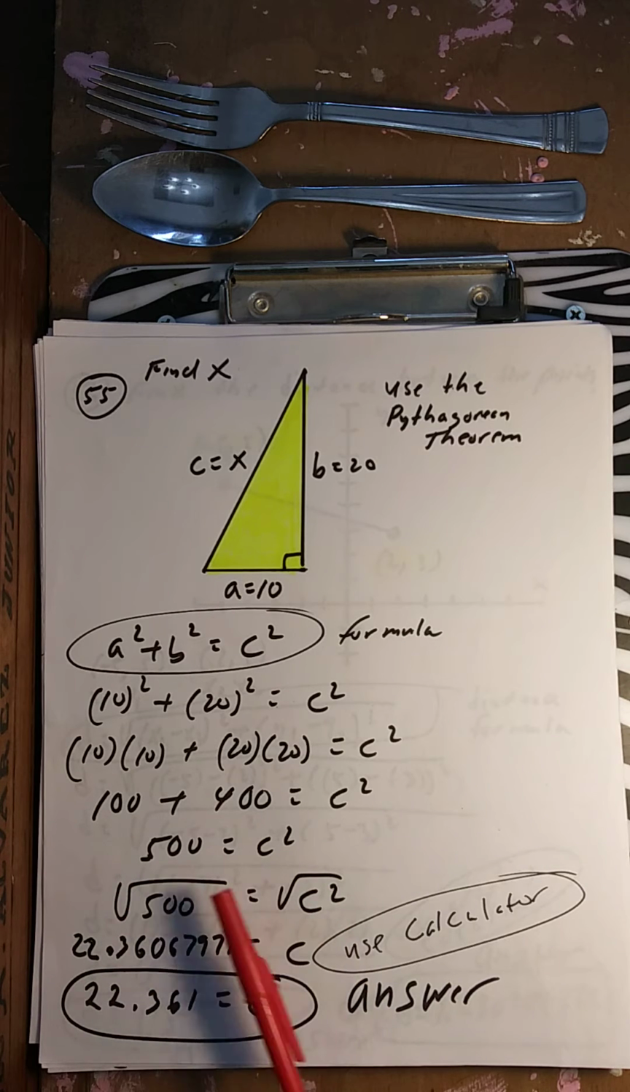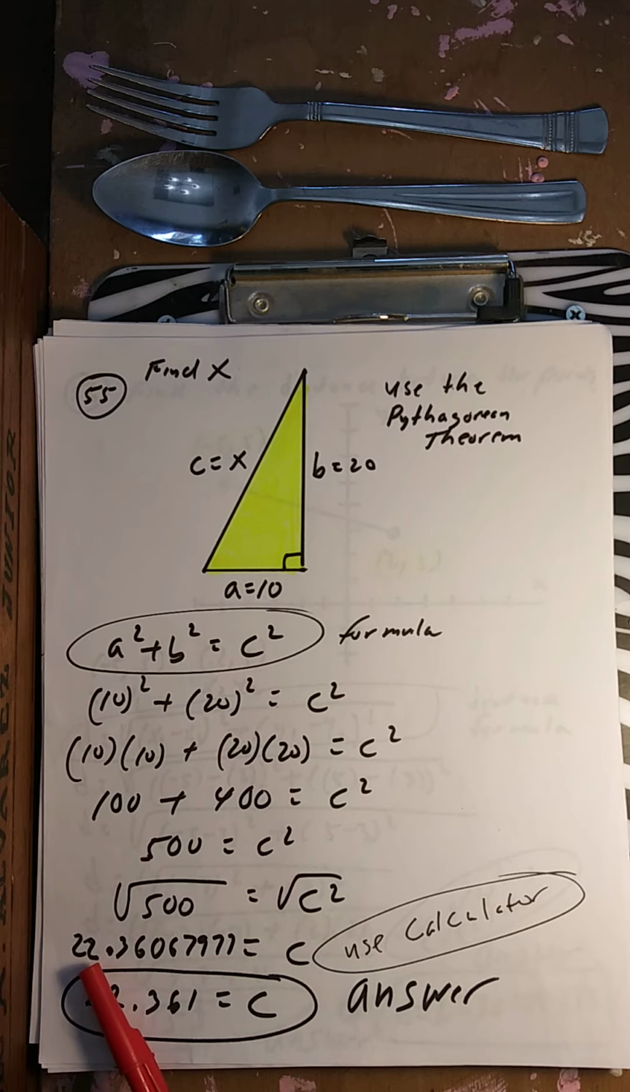So take the square root of this side, take the square root of this side. Use a calculator to square root this, as far as your machine goes. I got 22 point, all these numbers here equals c. So I rounded it off to 3 places, 22.361. That's close enough.